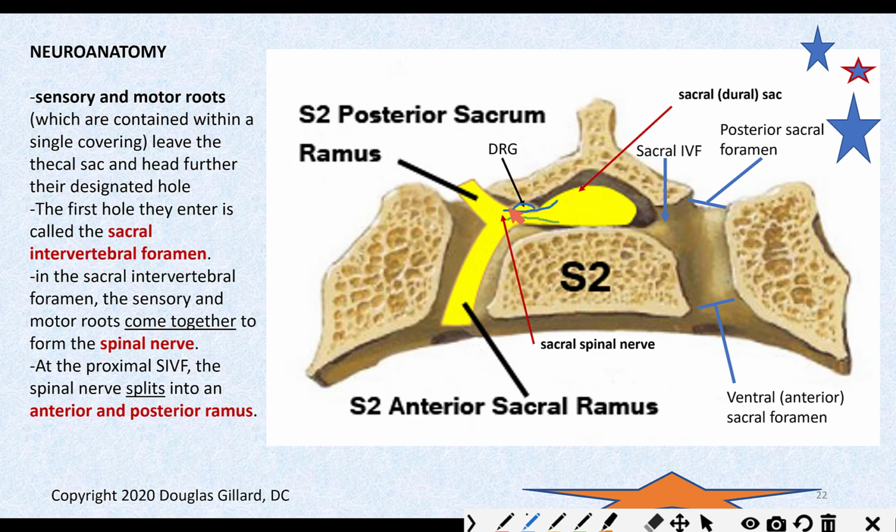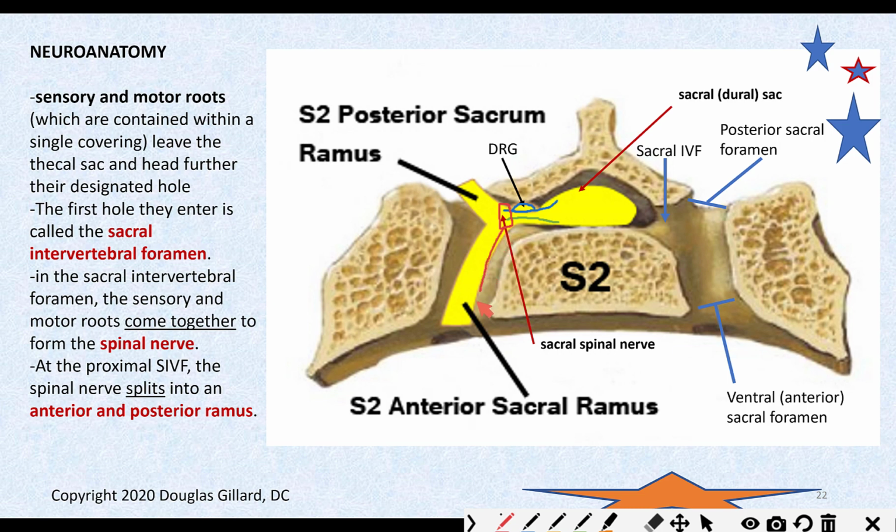And they mix together right here. We'll make this red. These two mix together, and this should be a little bit longer. I did this in Photoshop. But this little segment right here, that is the spinal nerve, where the motor and sensory roots come together. So that's the S2 spinal nerve. And it's very short-lived. The spinal nerve quickly splits into 2 pieces.